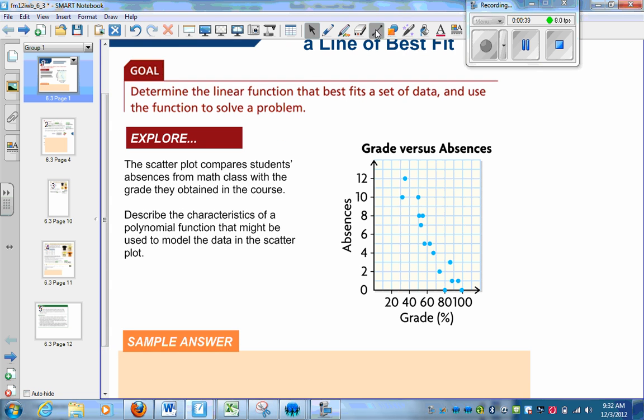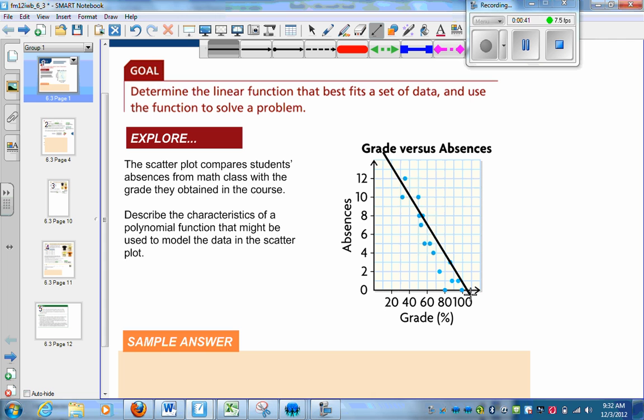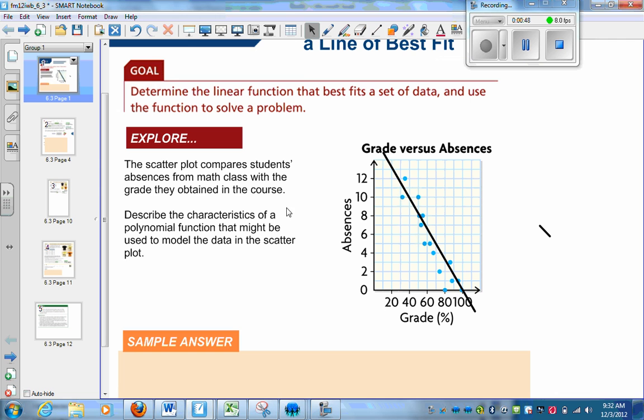If we had a line, it might look something like this. That line kind of represents that data, and I just roughly drew that. There's a more mathematical way to do that. But if we looked at this line, we could see it's linear. We'd see that there would be a y-intercept somewhere up here. So if a kid had, let's say, around 17 or 18 absences, they'd probably fail the class, and a kid with 0 absences gets 100.